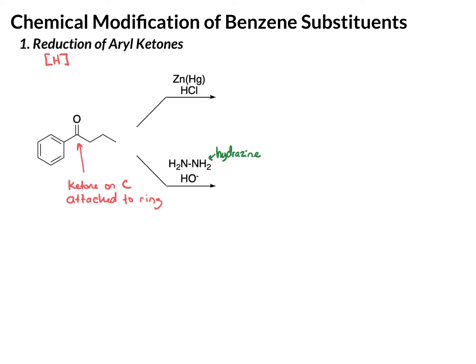So what happens here is this carbon that bears the carbonyl, right here, that carbonyl gets reduced completely off, and that carbon ends up with 2 hydrogens on it. So here would be the product. We have a 4-carbon chain, in both cases.